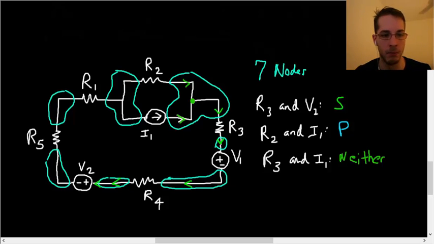Same goes for R5 and I1. So R5 and I1 are neither in series nor in parallel. Okay, so that's it for series and parallel. It's just about knowing how to identify the nodes in the circuit and then working from there.